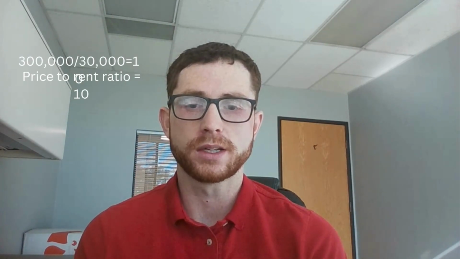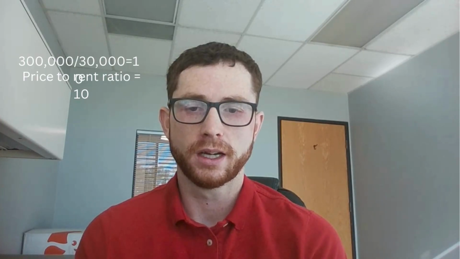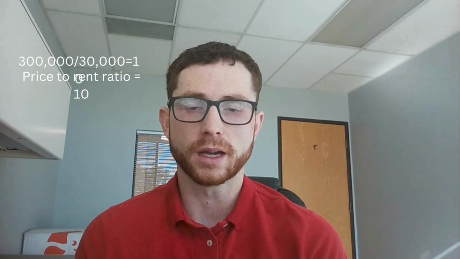Let's look at an example. You have a $300,000 home that generates $30,000 a year in annual rent. How do you find the price to rent ratio? Well, you take the $300,000 and you divide it by the $30,000, and that equals 10. The price to rent ratio is 10. That home is very affordable when you look at purchasing it instead of renting it.